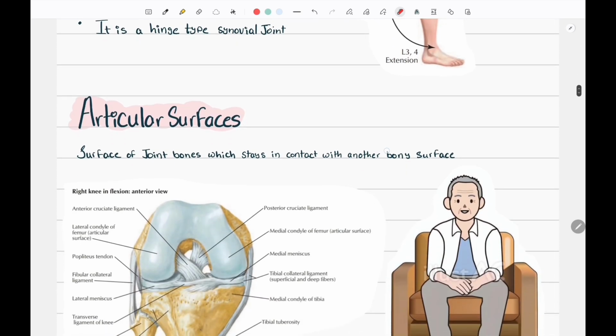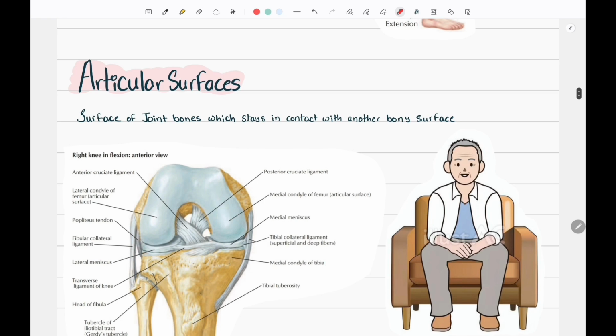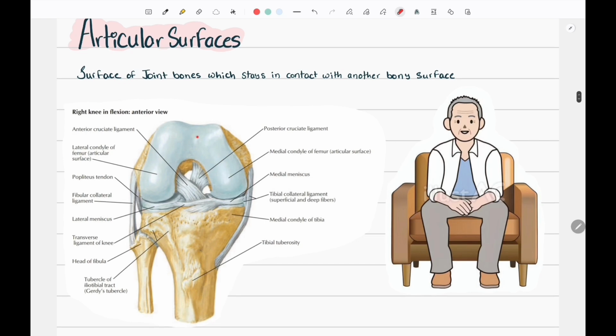Coming to the articular surfaces: this refers to the area where two or more bones meet and articulate with each other. So, surfaces of joint bones which stay in contact with another bony surface. Here is the diagram to help you fit this into your mind.